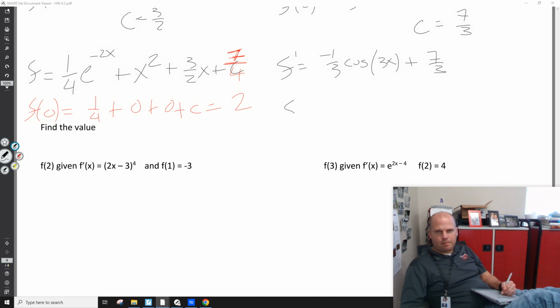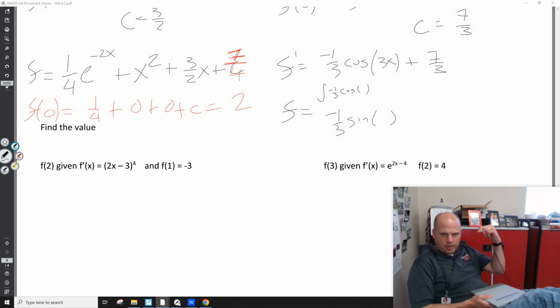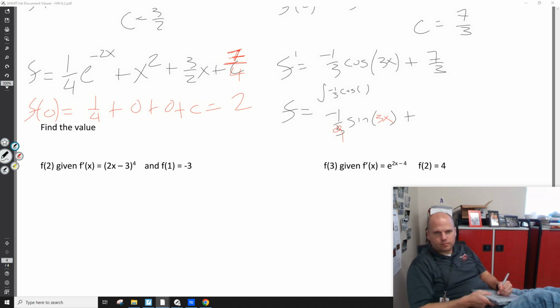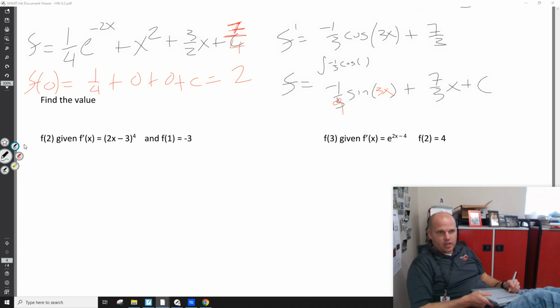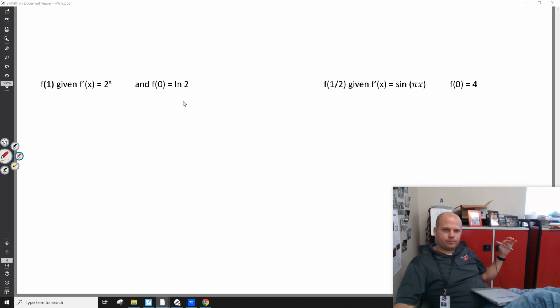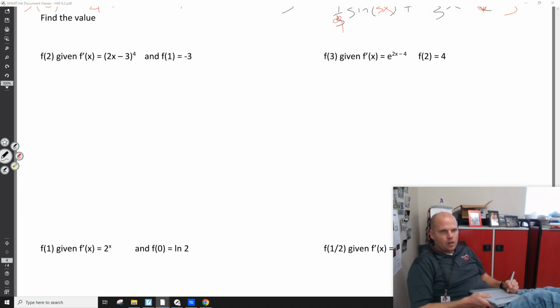Go back another step. F, we got negative 1/3 cosine parentheses. Its antiderivative is going to be negative 1/3 sine parentheses. Negative sine's derivative is negative cosine. Undo the derivative of the inside. That becomes a negative 1/9, 1/3 times 1/3. F of 0 is 3, C is 3. Sine of 0 is 0, 7/3. Gosh. All right, cool. These are important ones.